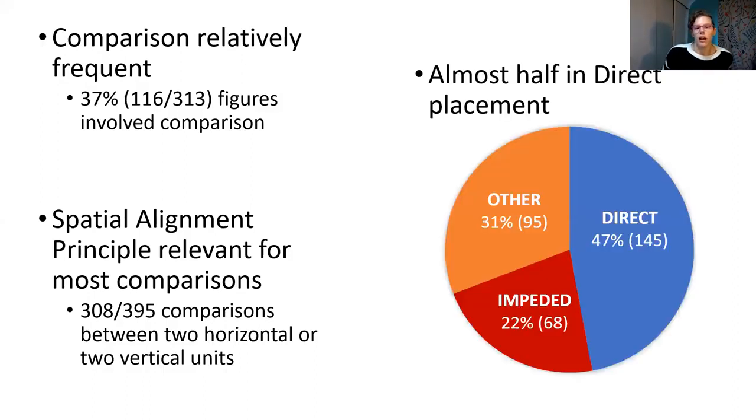And we also found, kind of good news, I think, that almost half of the comparisons were in direct alignment, 47%. So that's great, but conversely, that also means that more than half of the comparisons were not in this ideal direct alignment, right? So there's still quite a significant bit of improvement, I think, in applying the spatial alignment principle to make these figures a little bit better, to make the comparisons more supported.